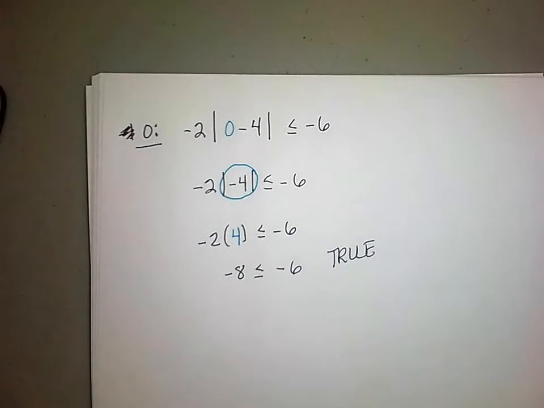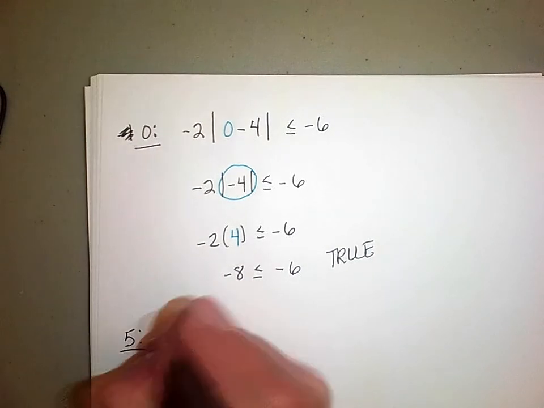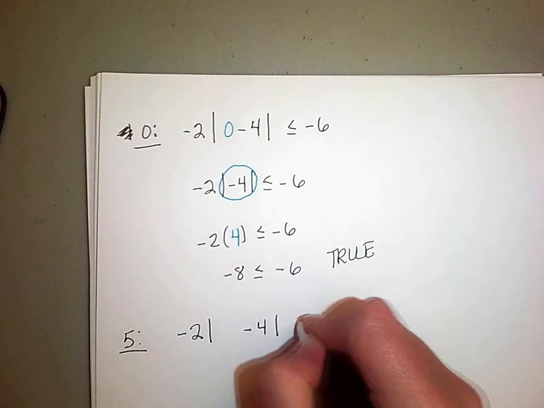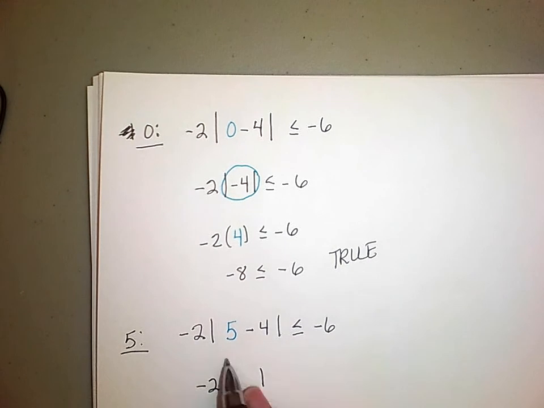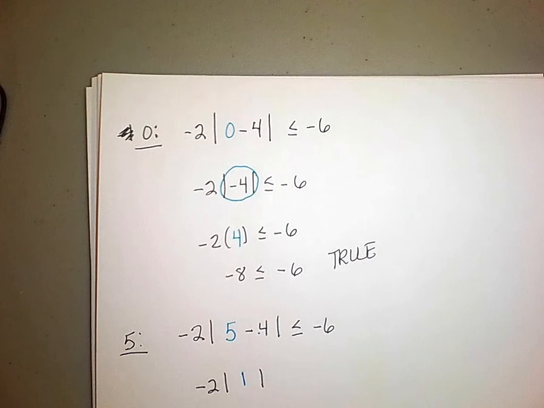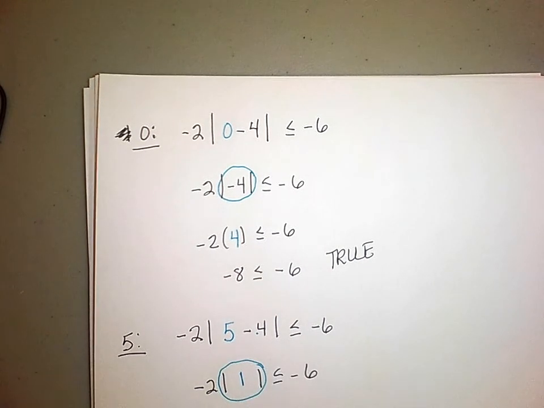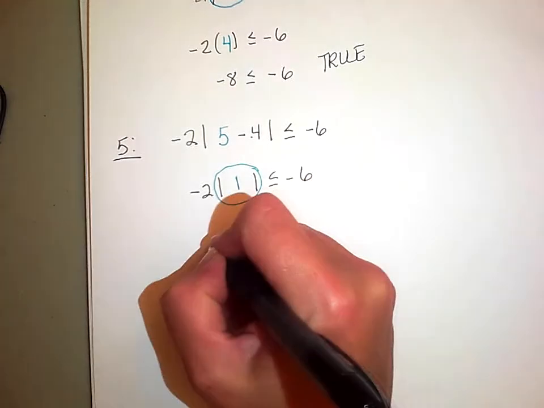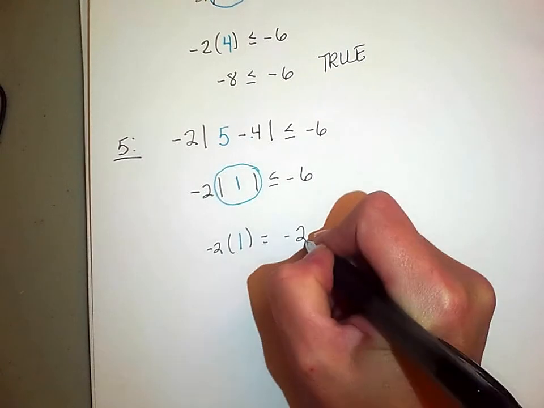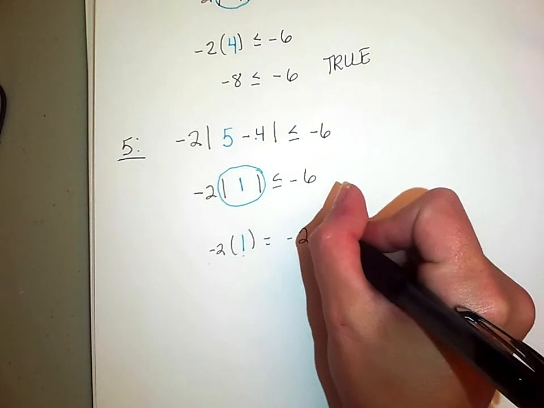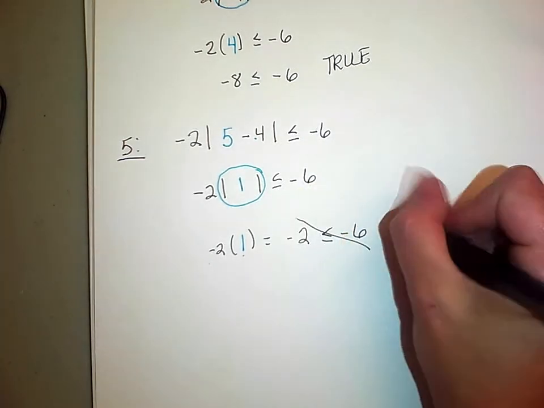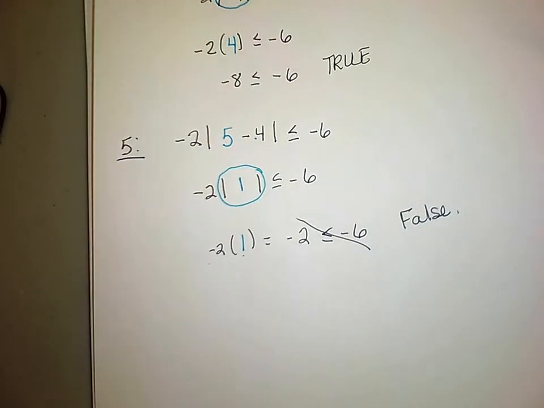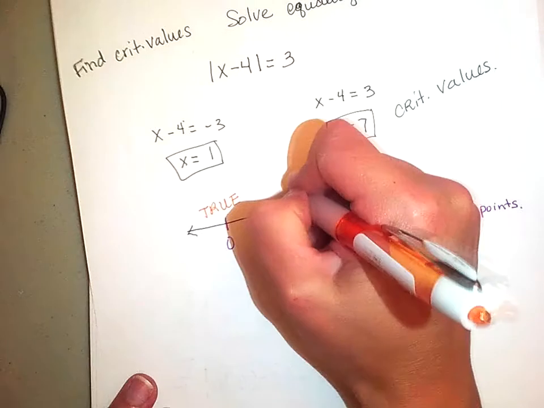Now we're going to test in this interval. So to do that, we'll use 5. So this becomes negative 2 times 5 minus 4 is 1. Now the absolute value of 1 is 1. That's multiplied by negative 2. Negative 2 times 1 is negative 2. And negative 2, we're looking at, is that less than or equal to negative 6? This is not true, so it is false on this interval. And now I can make note of that in here.